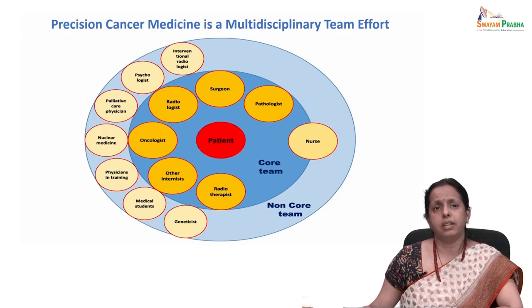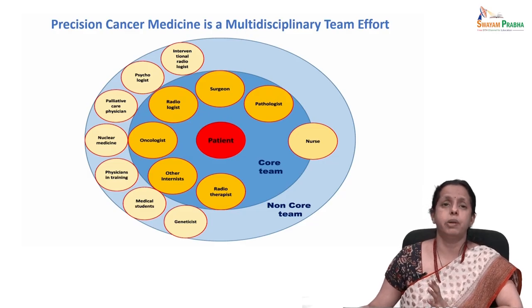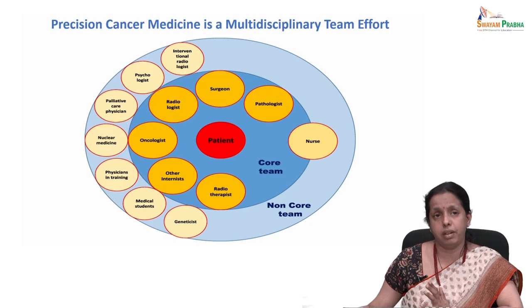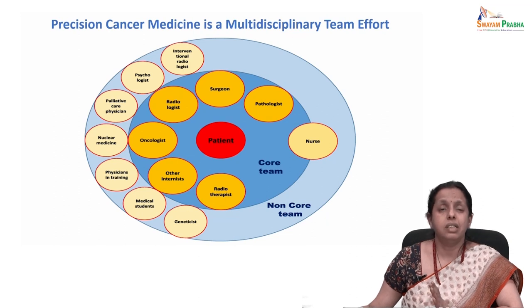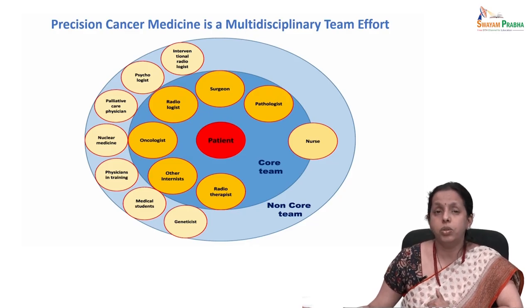So it's not like that. How do you take decisions? How do you take decisions that this particular patient is going to be given this particular treatment? No, it is not an individual decision. This particular patient is the responsibility of that particular organization. Then you need to have very well placed tumor boards to take decisions.